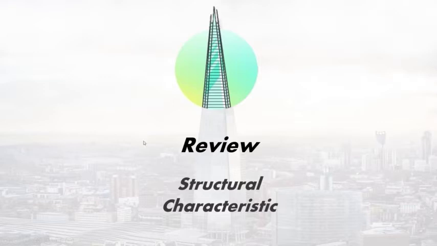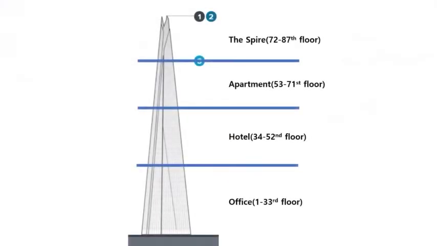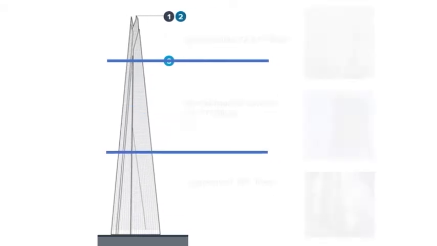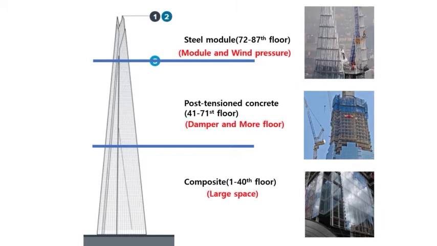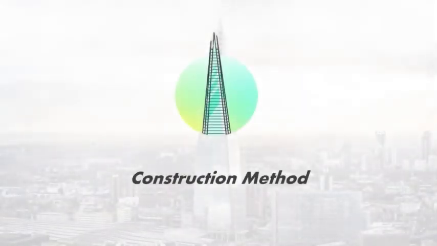Last week, we talked about structure characteristic. The chart is consisting of 4 uses. Due to span and small construction area, the chart is divided to 3 materials. And these materials have their own issues. Today, we will talk about construction method about the chart.